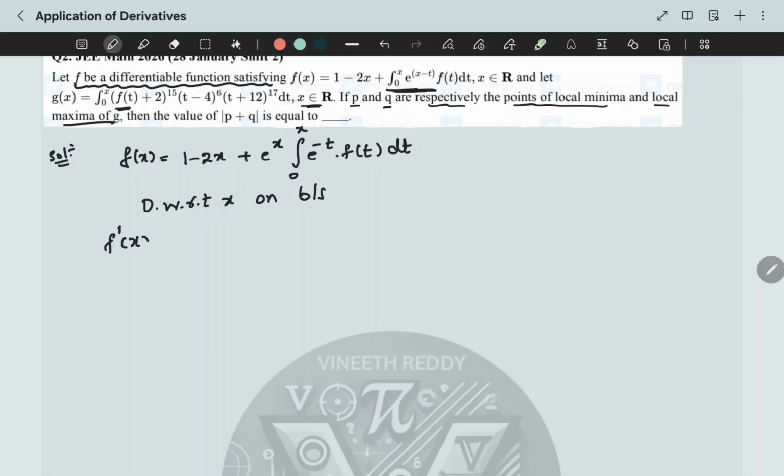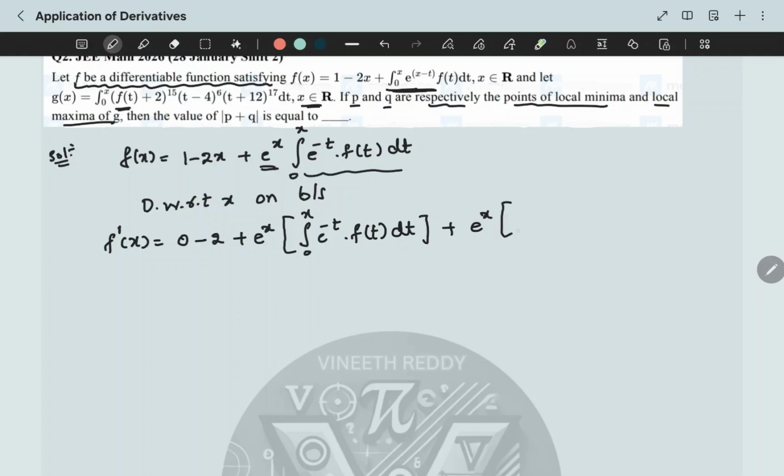So we get f'(x) is equal to the derivative of 1, which is 0, the derivative of -2x is -2. Now we need to apply the UV rule, the product rule here. The derivative of e^x is e^x, as it is, into this part as it is, plus e^x, you treat it as constant and differentiate this part. If I differentiate this part, what will I get as per Newton-Leibniz? So we can write now e^(-x) into f(x), right? I hope you know the Newton-Leibniz theorem, and the derivative of 0 is anyway 0.